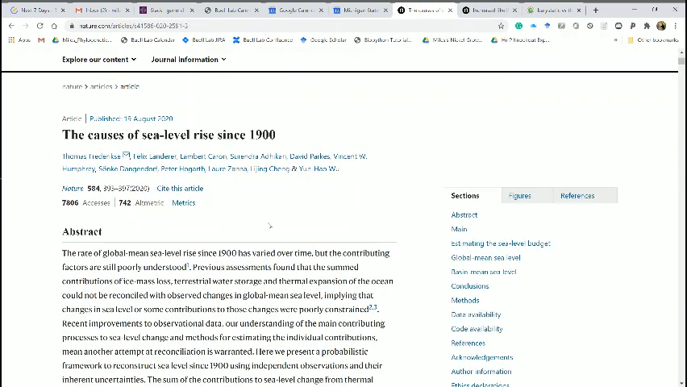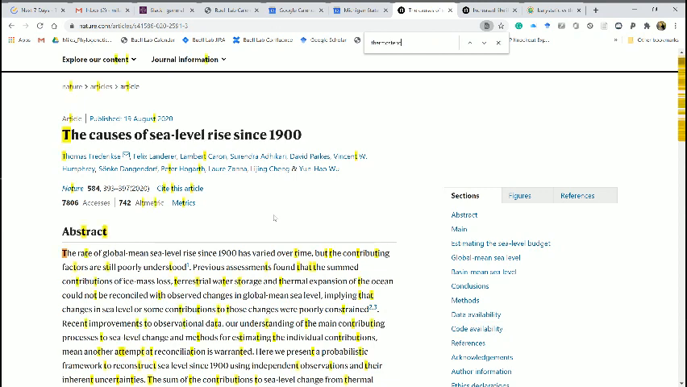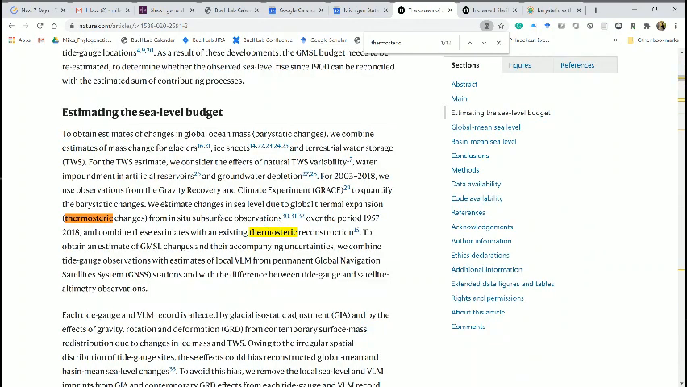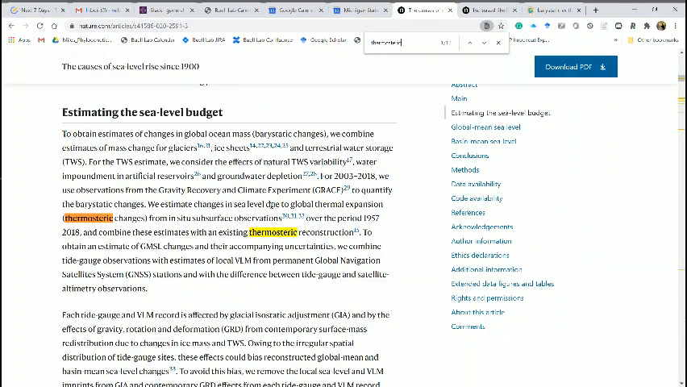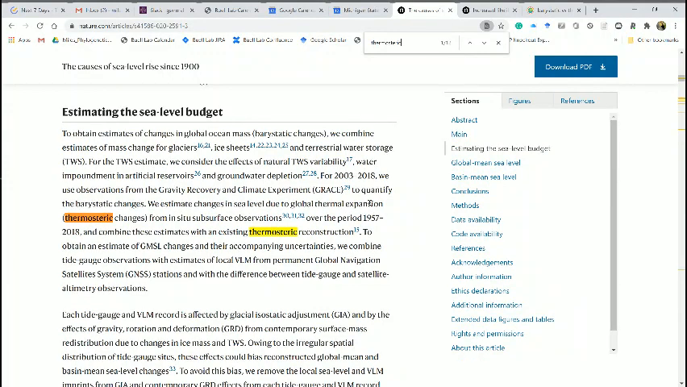Let's do a quick search of the page for "thermosteric" and see if they define it somewhere. Here we go: "Changes in sea level due to global thermal expansion from in situ subsurface observations."